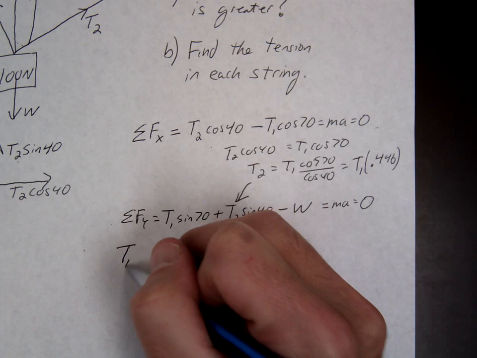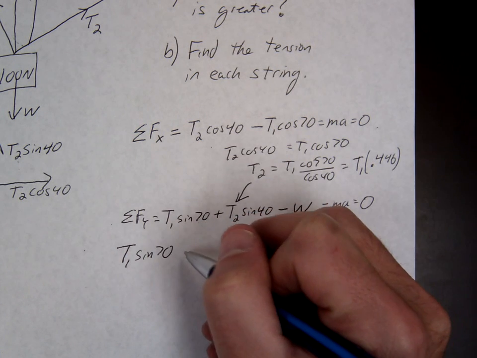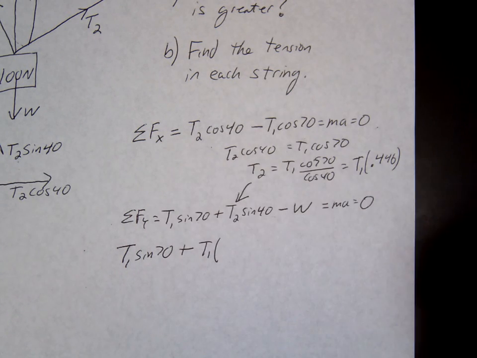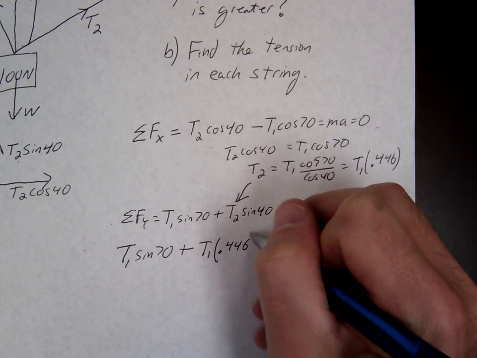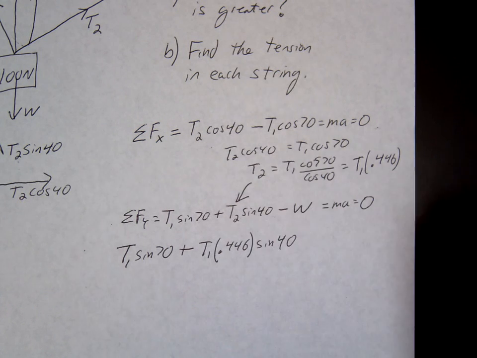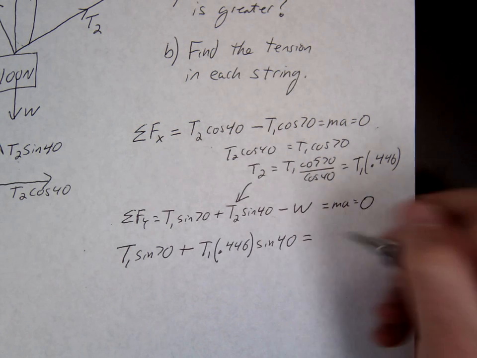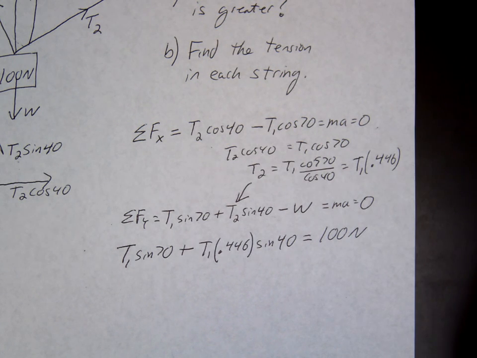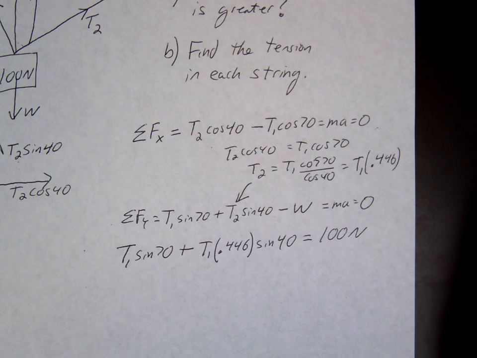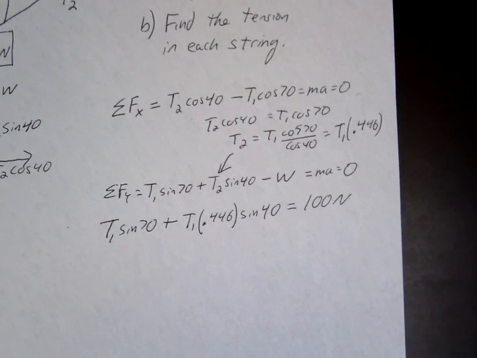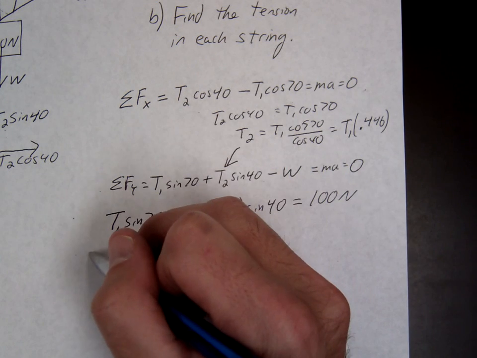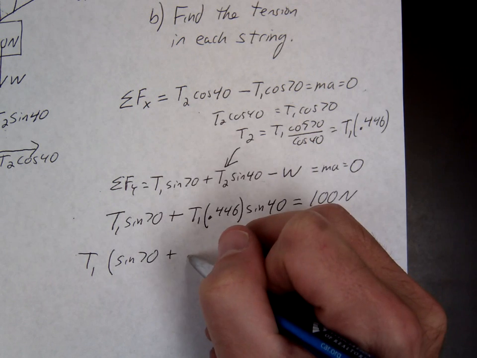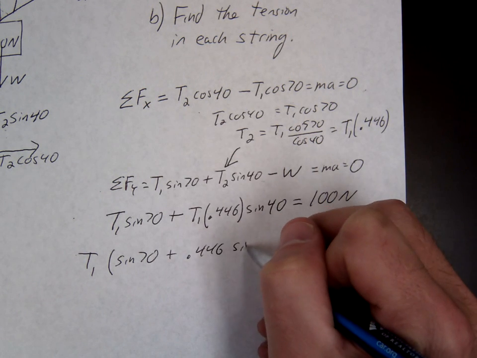So this is T1 sine 70 plus, let's make the substitution. So T1 times 0.446 sine of 40. Let's go ahead and get weight on the other side. And we know the number for weight, that was the 100. Okay, so we're going to have to factor out our T1, right? T1 sine 70 plus 0.446 sine 40.